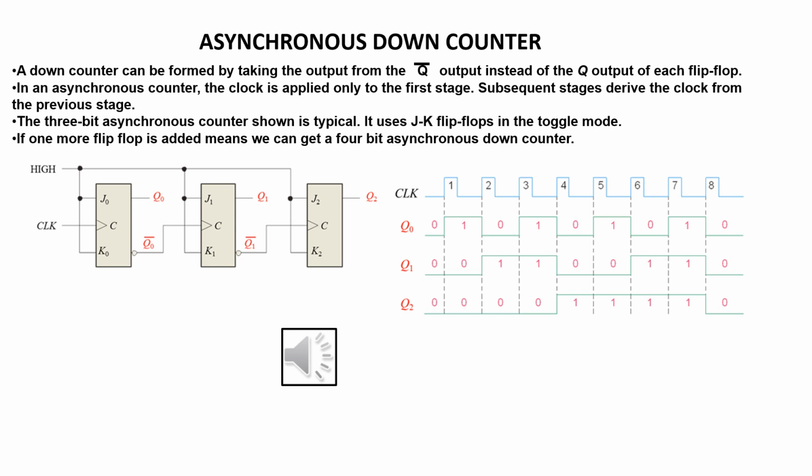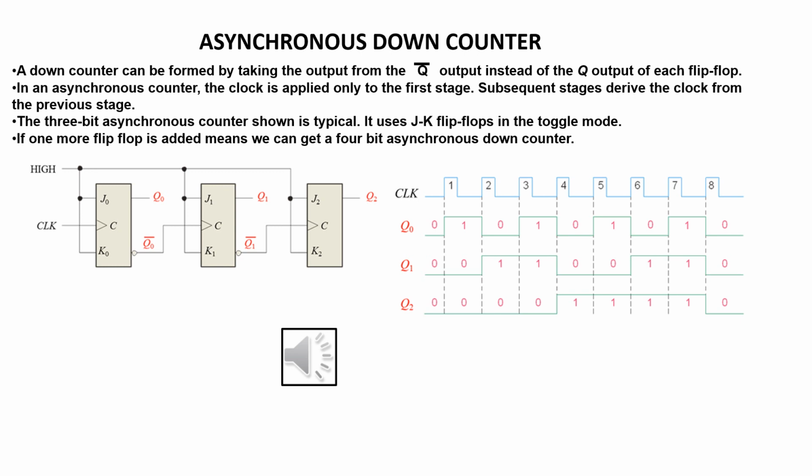So coming to the output side, Q naught and Q naught bar are there. So we have to take the output from Q naught, and Q naught bar is used as the clock pulse for the second flip-flop. In the similar manner, in the second flip-flop, the output is taken from Q1 and Q1 bar is used as the clock pulse to the third flip-flop. So if I give the clock pulse from the Q bar terminal, then I can say it is nothing but the design of asynchronous down counter.